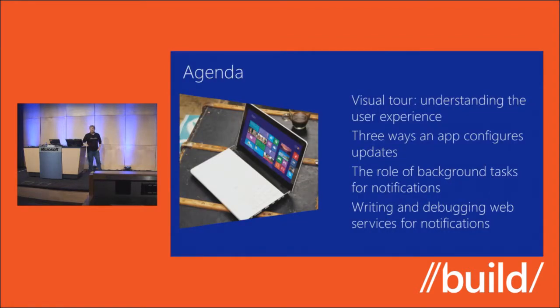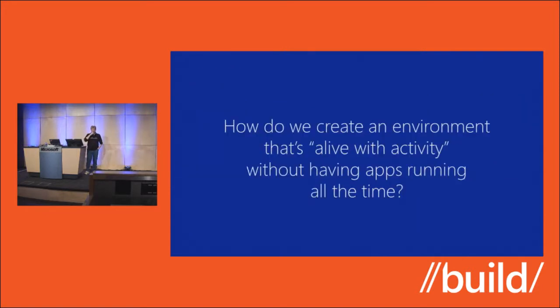We'll start by getting a quick visual tour of the kinds of activity that we're trying to have in the system with live tiles, notifications, and a few other things. Then we'll look at the three ways that apps issue these updates, the role of background tasks, and most importantly, writing and debugging the services that you use for things like periodic updates and push notifications.